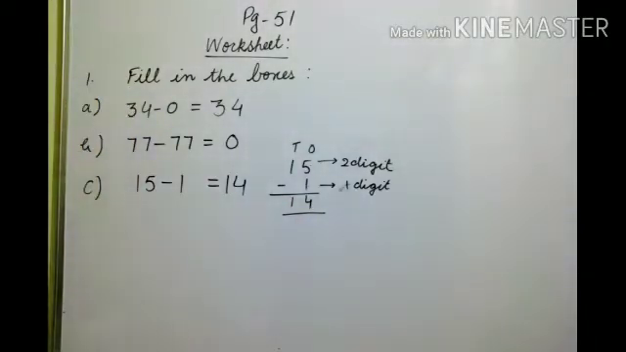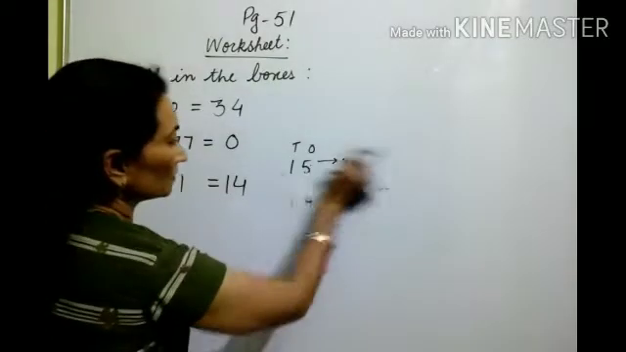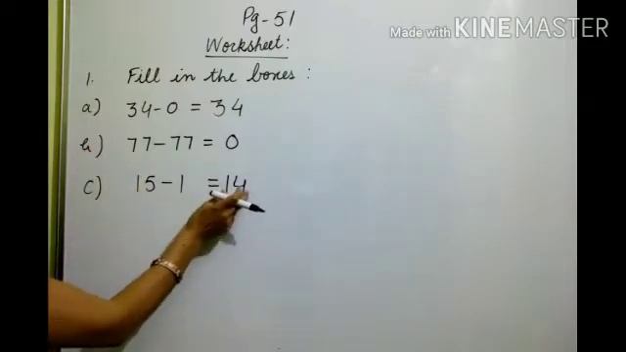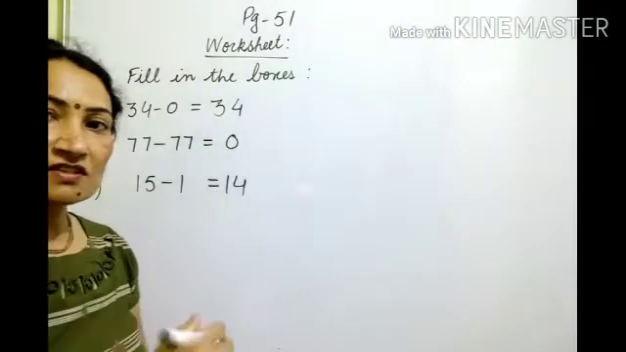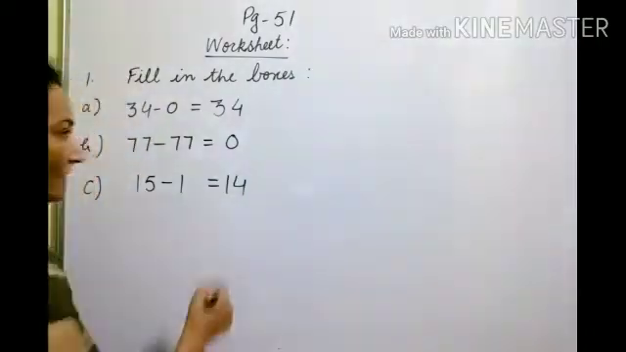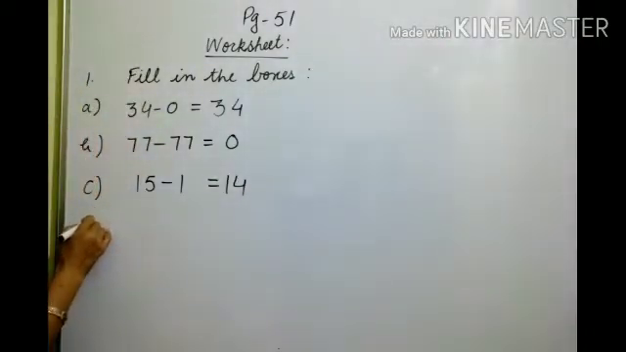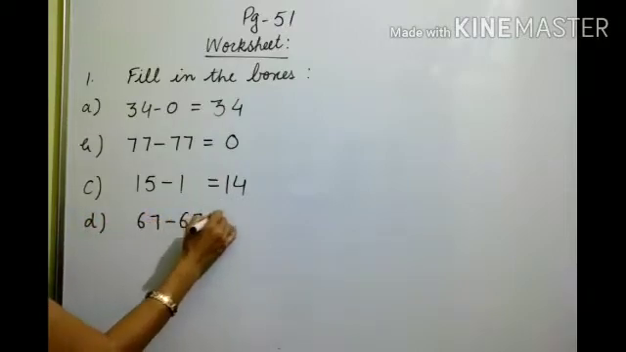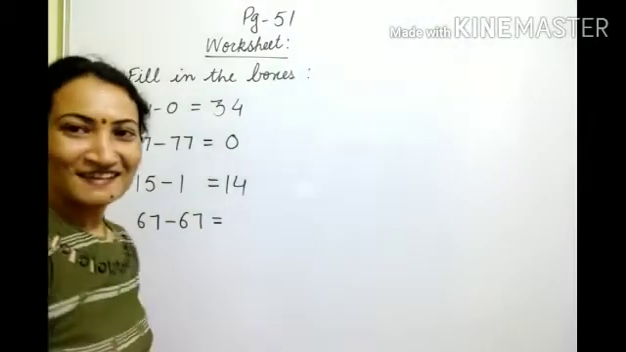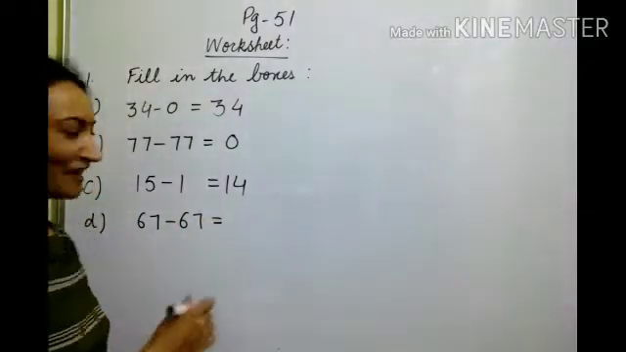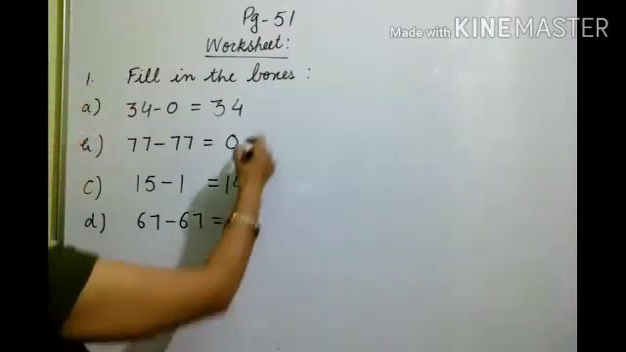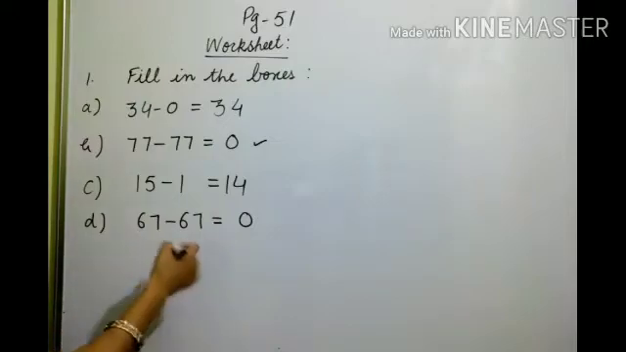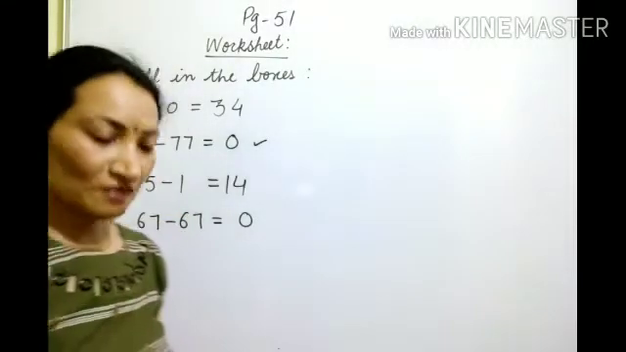For easy subtraction, we can remember that if we subtract 1 from any number, then the number which we get will be the number just before it. Okay? Let's take D part. 67 minus 67. You will tell. You cannot tell, I am telling. What will come? 0. As we did in B part, if we subtract the same number from a number, then the answer will be 0.